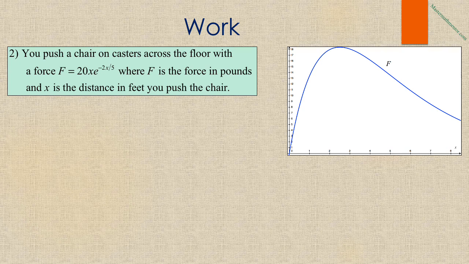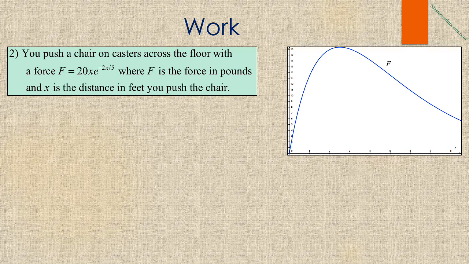Number 2 reads, you push a chair on casters across the floor with a force F equals 20x e raised to the negative 2x over 5, where F is the force in pounds and x is the distance in feet you push the chair.